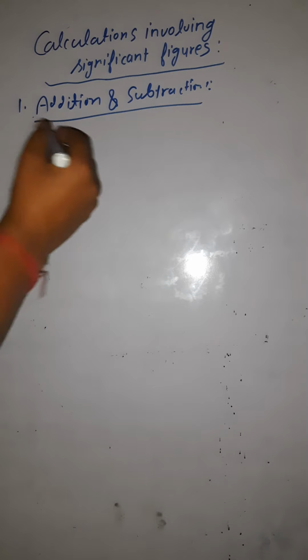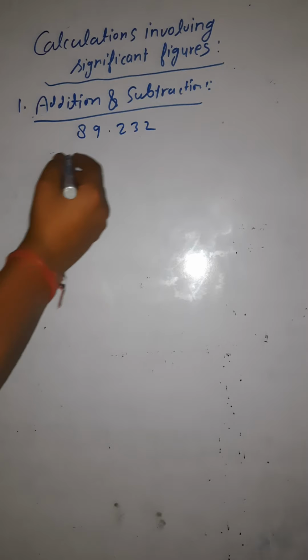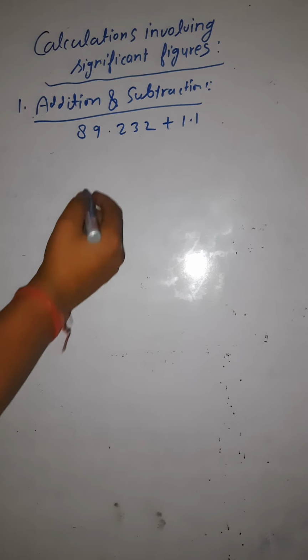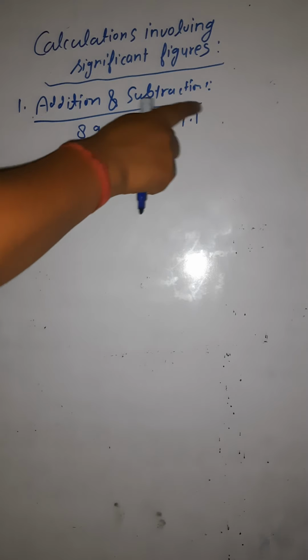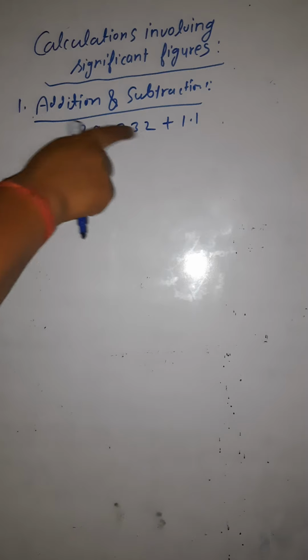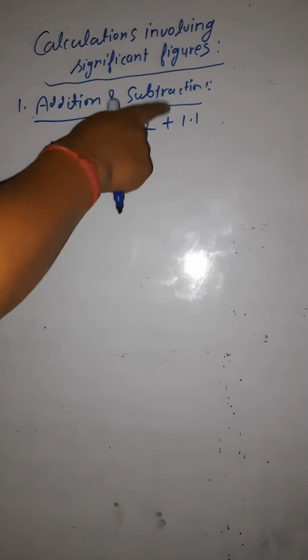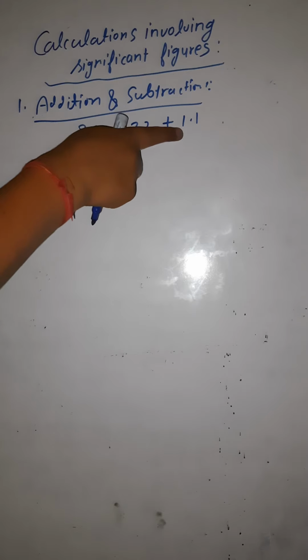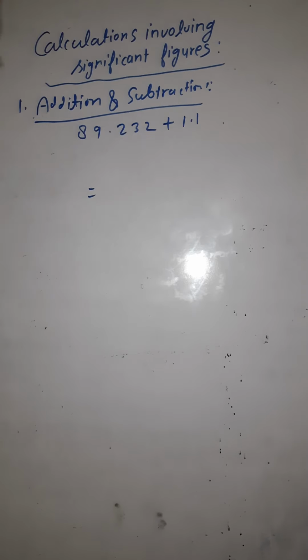See how? Let's say I have to add 89.232 and here I am adding 1.1. So I would report the result according to this one term, because this one term is having the minimal decimal places. This one has 3 places after the decimal, and this one has only 1 place. So the result should have only 1 decimal place.